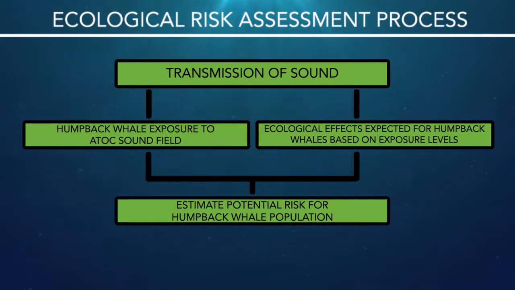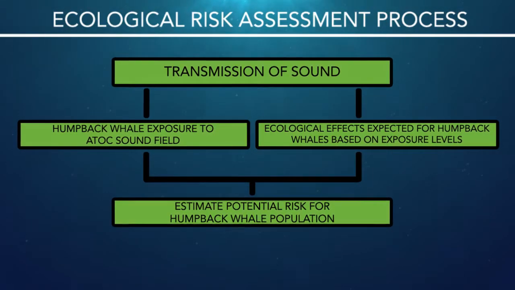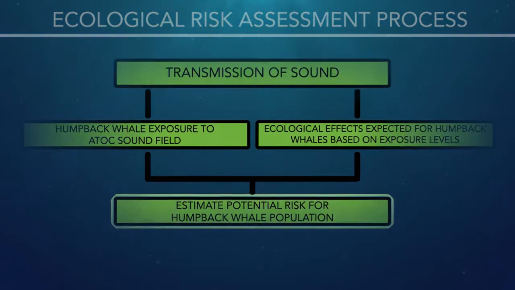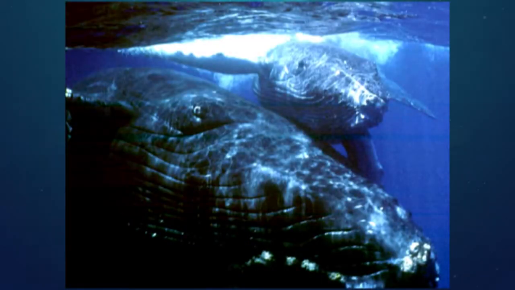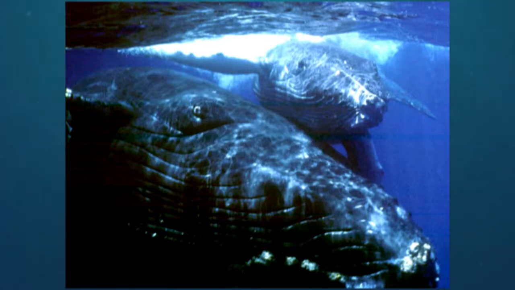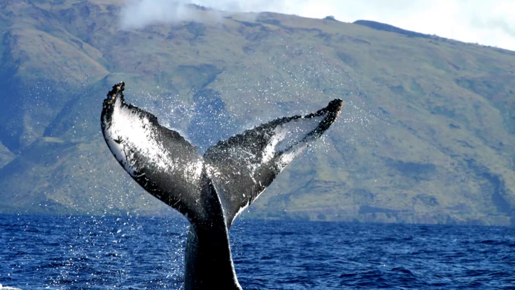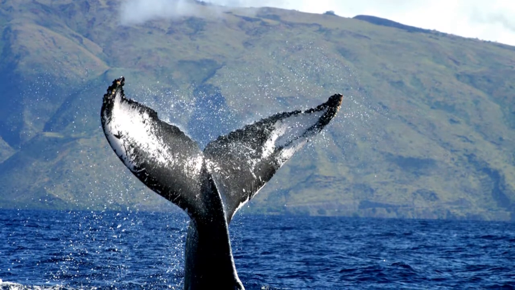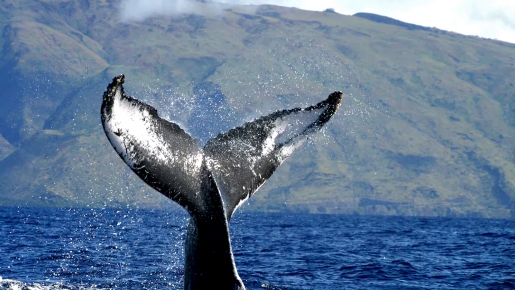The final step of the ecological risk assessment is to estimate the potential effects at the sound levels received by the animals. If an animal can hear the sound produced, the sound may prevent the animal from hearing other important sounds, such as calls from other individuals. This is called masking. The sound might also cause an animal to change its behavior. Responses to different sounds vary dramatically, from no response at all, to minor, momentary reactions, to profound changes in behavior.